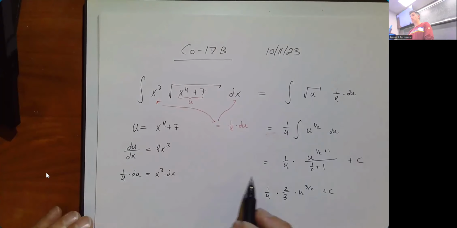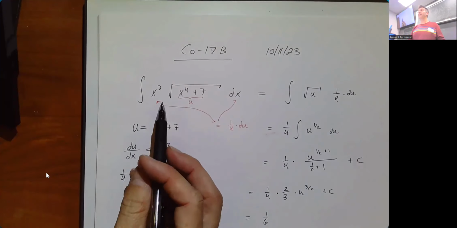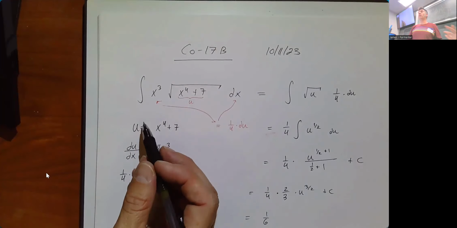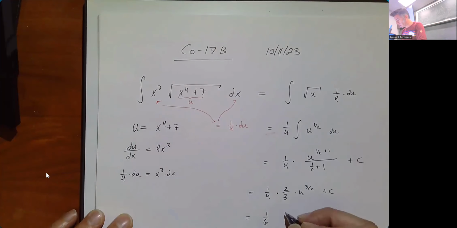And then since we started off with a variable of x and we're finding the antiderivative, right? It's not a definite integral. We're not finding a number. We're finding a function. The variable should be the same that we started with. So we're going to get 1/6 times x to the 4th plus 7 to the 3/2 power plus c.